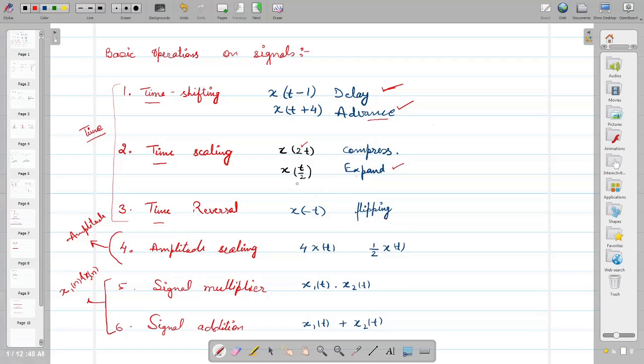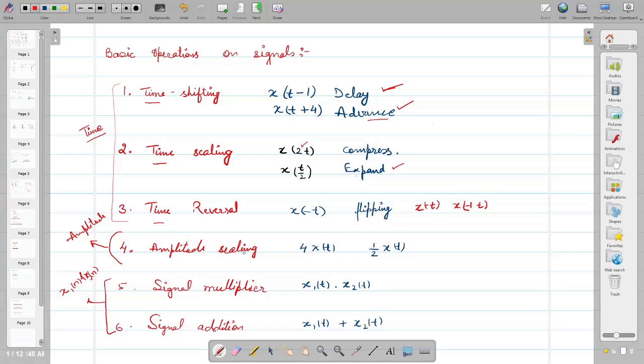Another important operation is time reversal. We have to change the sign, or multiply the time with negative 1. So this is nothing but a type of time scaling function, as we multiply -1 with the time.